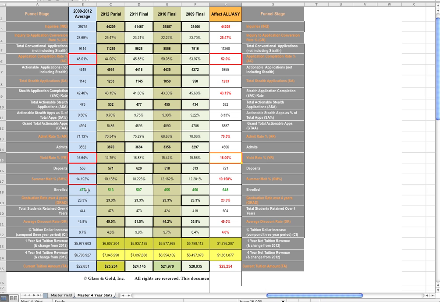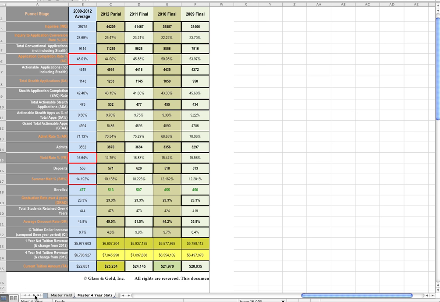You can see here we're comparing it to the 2012 numbers. 513 versus 648, or $1.7 million. Pretty dramatic. Let's go on and show you a couple of other points.